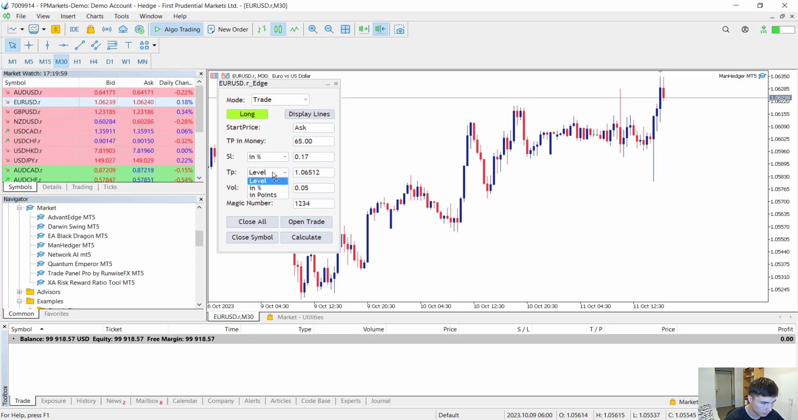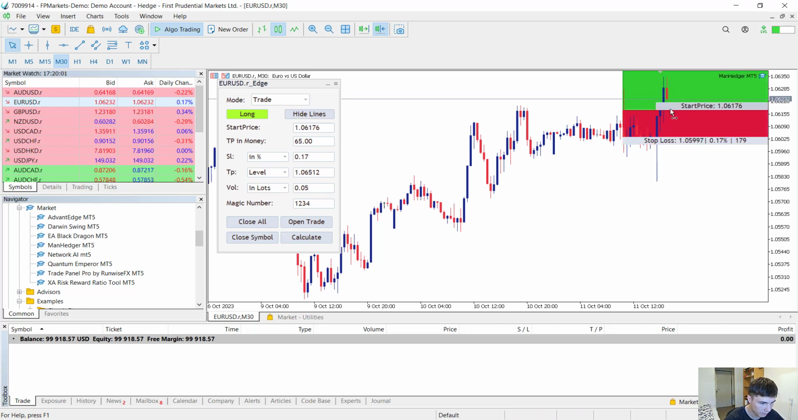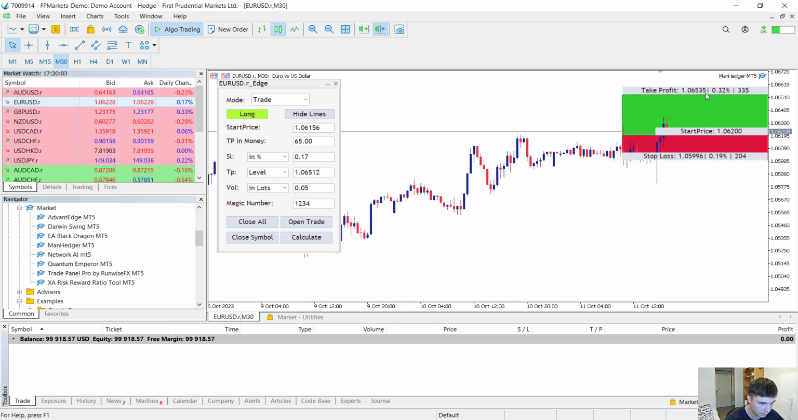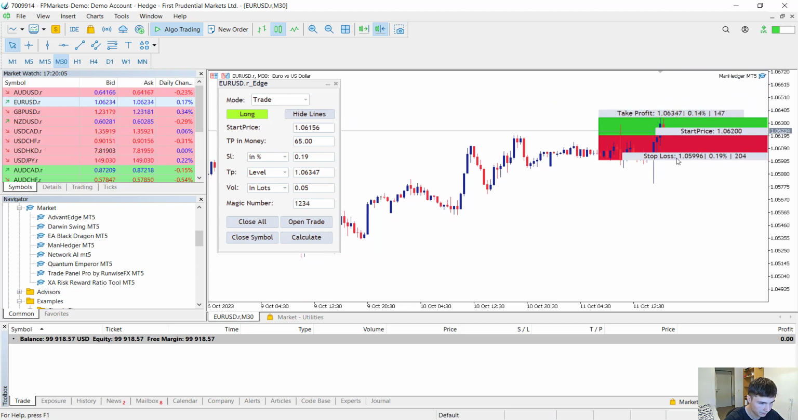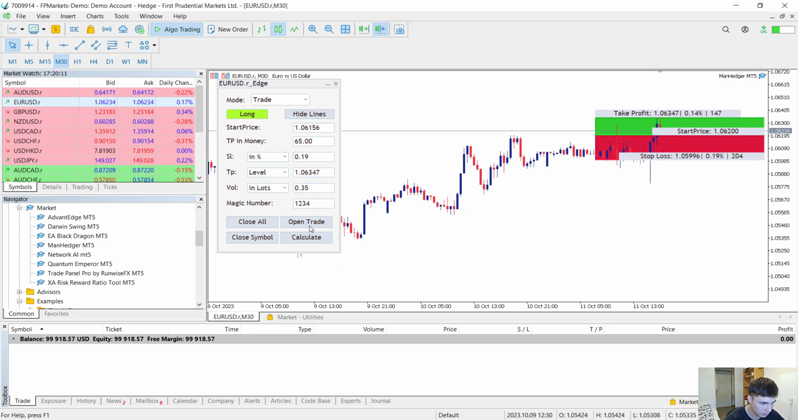volume. If you know for sure that you have a great take profit value right here, but you are not sure how much volume you need to make this amount of money, you simply hit the calculate button and it calculates the volume needed for this trade to make $65, at least $65.